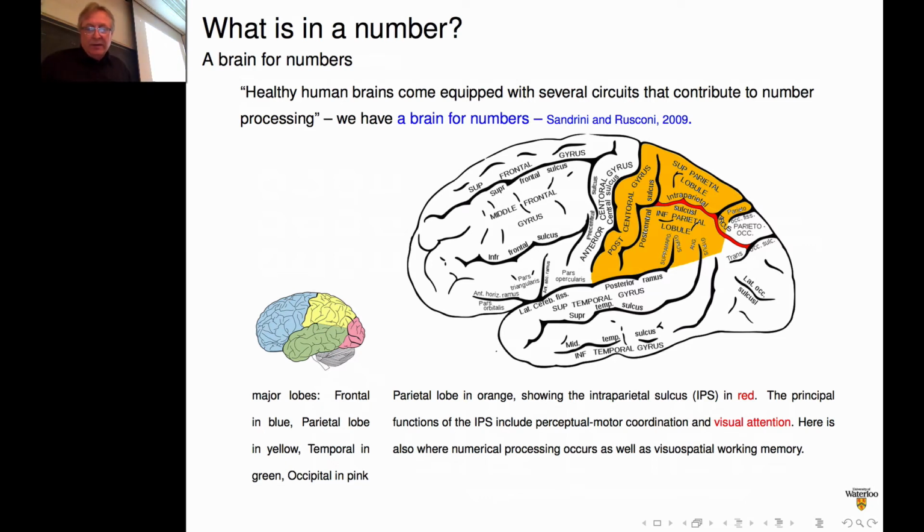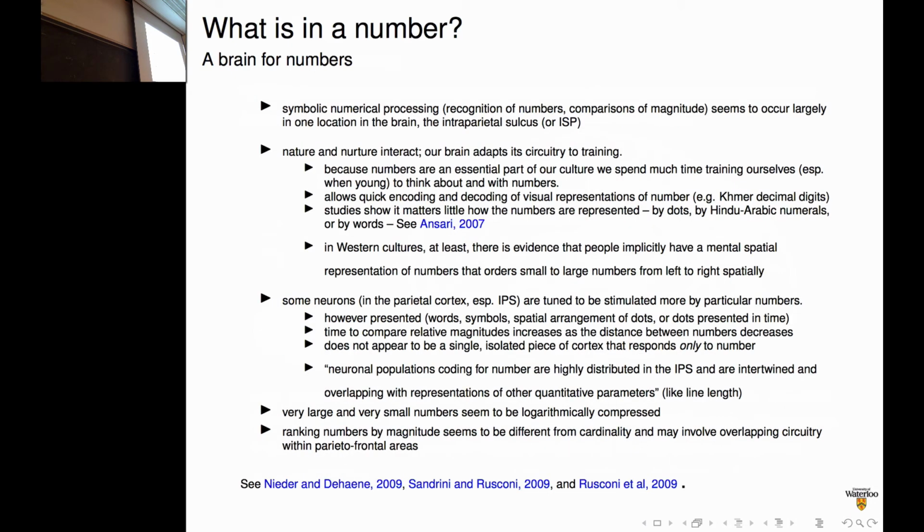Researchers have found that a lot of the action happens inside this area here, the intraparietal, I'll never pronounce these things right, the sulcus. It's probably sulcus. So this is where a lot of information about perception of numbers, but also your visual attention, a lot of this happens in here. And we have a brain that's sort of wired for numbers. So a lot of the symbolic numerical processing occurs in that part of the brain.